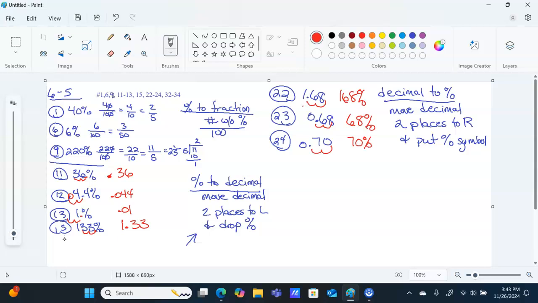Now, I didn't have you do one, but what if you had something, well, in 26, they have 0.06. Move the decimal 2 to the right and put in the percent symbol, so it becomes 6%. Let's go on to the next.